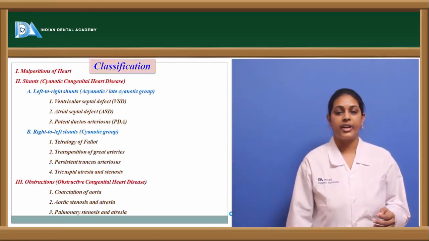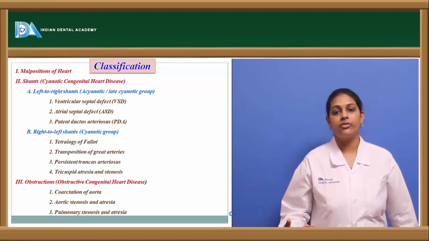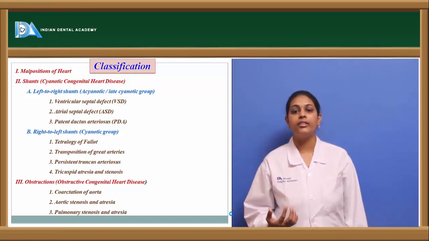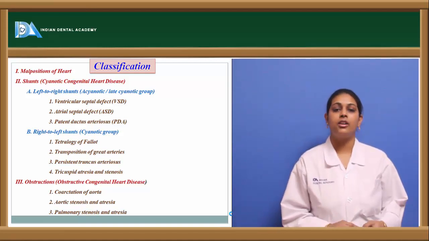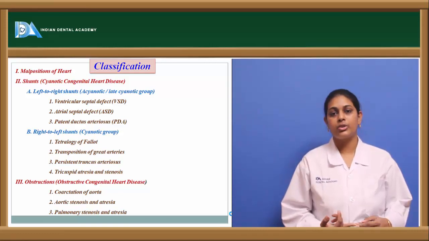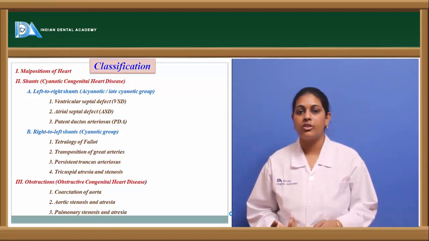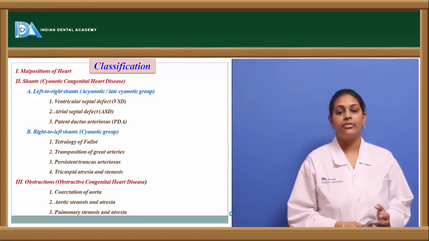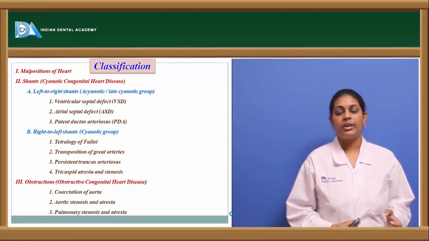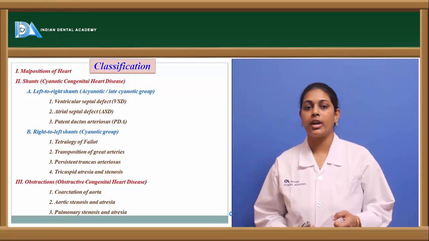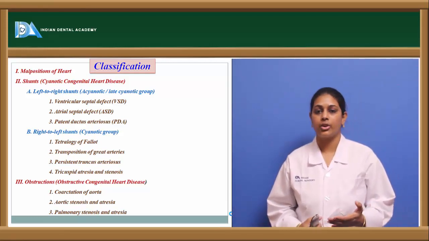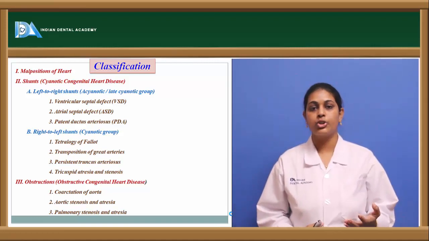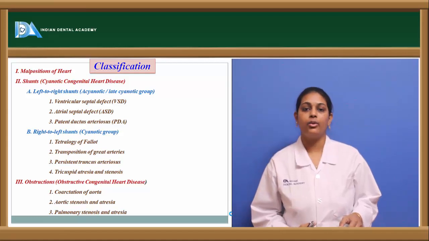Coming to the classification of congenital heart disease, first and foremost it is classified into three basic parts. The heart itself could be malpositioned, that is, in an abnormal position, or it could be because of shunts, or because of obstructions. Shunts can be further classified into left to right shunts or right to left shunts. Among the left to right shunts are ventricular septal defect, atrial septal defect, and patent ductus arteriosus. Since they do not show cyanotic changes immediately, they are known as acyanotic.